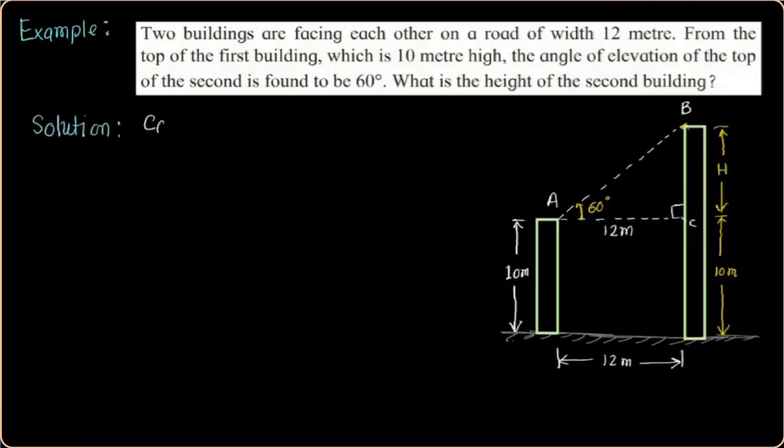In the solution, considering triangle ACB or ABC, angle C is going to be 90 degrees. So I am going to use trigonometric ratios here. This angle I am calling theta, which is the angle of elevation.